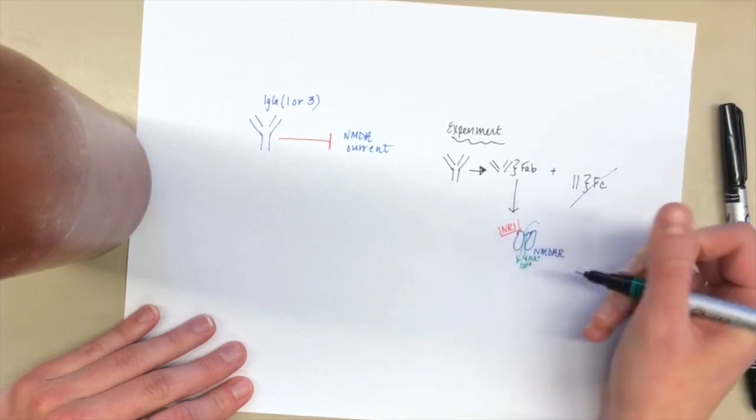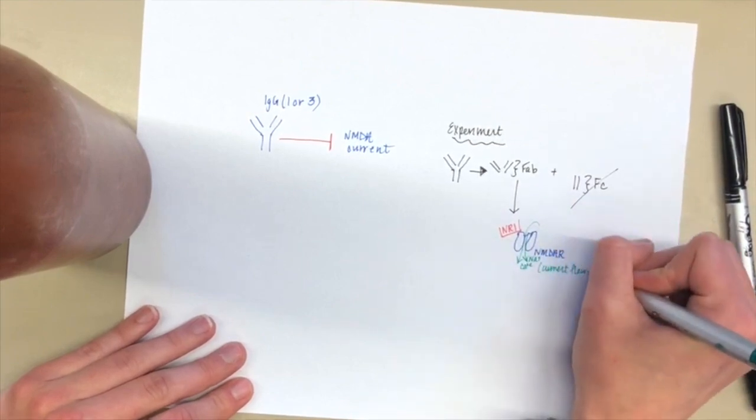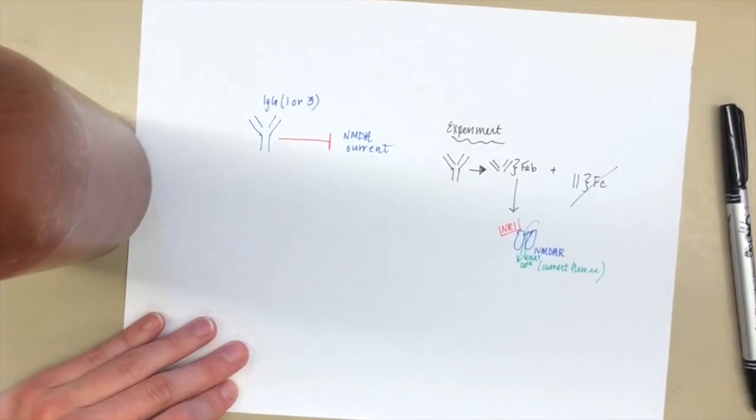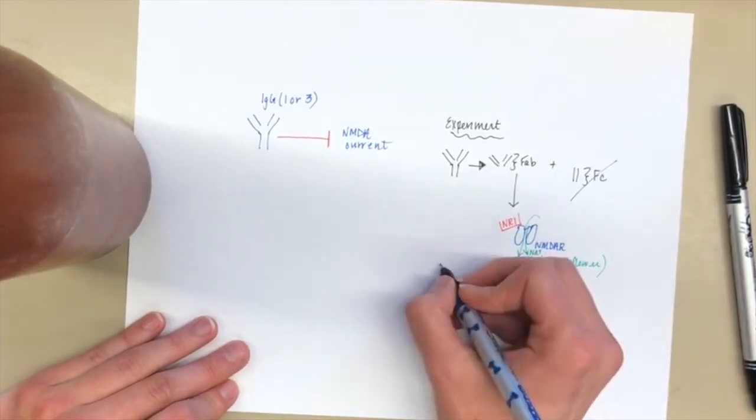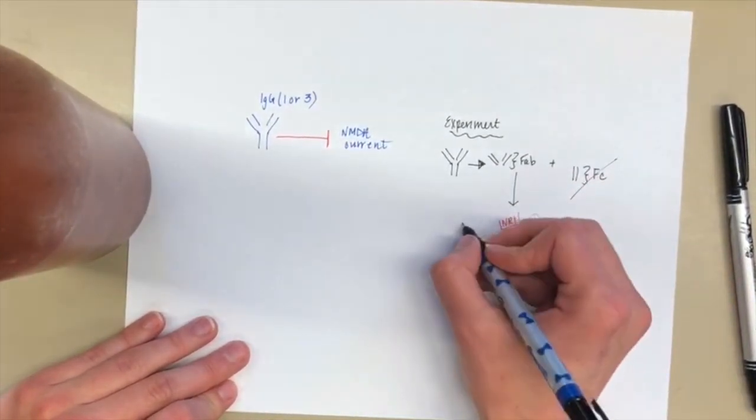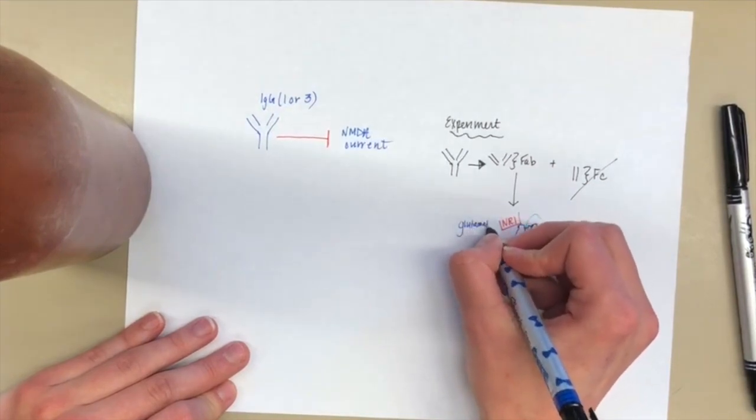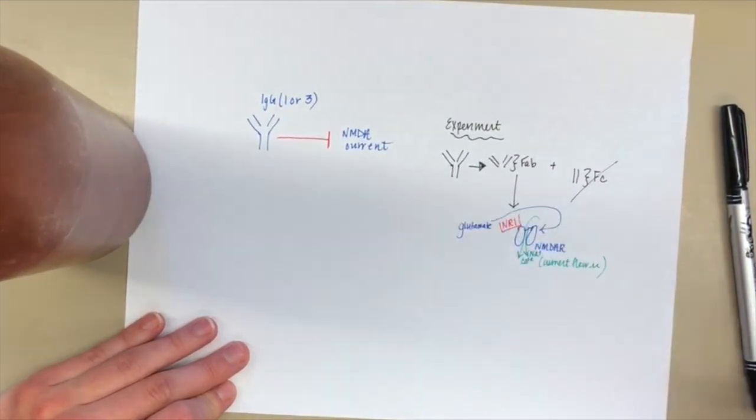ELISA, or enzyme-linked immunosorbent assay, was used to determine that antibodies from the patient reduced the NR1 in a titer-dependent fashion, which basically just means that glutamatergic synaptic function is greatly decreased without a change in the number of synapses present.